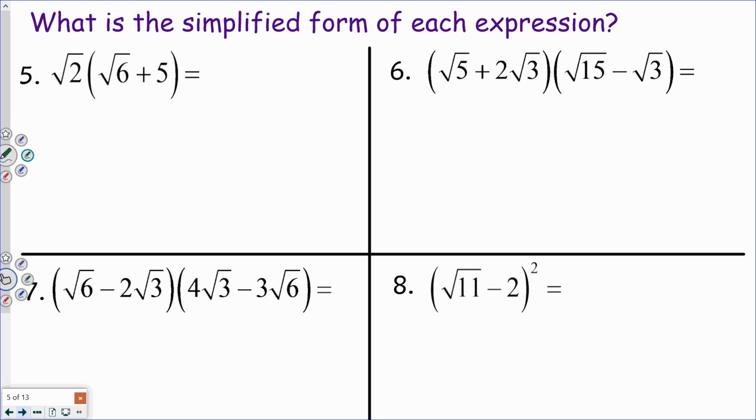All right, so number 5. What do we do first? We distribute. So radical 2 times radical 6 is radical 12 plus radical 2 times 5 is 5 radical 2. Honestly, guys, part of the issue students have is they go too fast on the multiplying part, and then they lose signs or they lose numbers or whatever. So just really slow yourself down, especially when we look at the next one. We get a lot more going on.